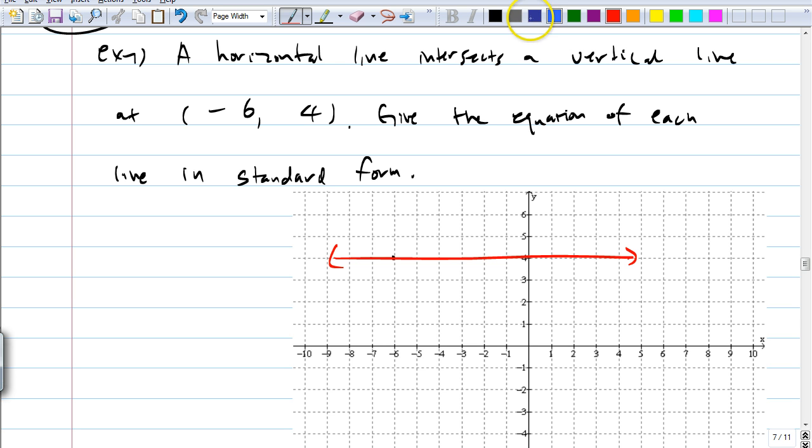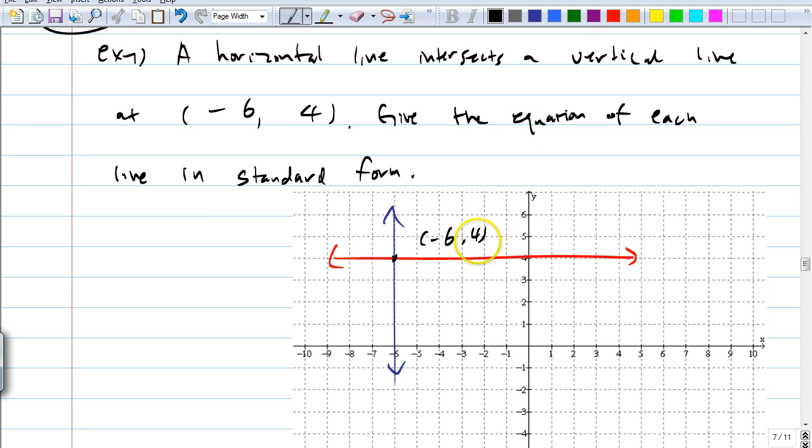What's going to happen with the vertical line then? The vertical line is going to go through here. Yeah, so here's another line. This is what's happening. How many people understood that this was what they're talking about? Okay, if you didn't, do you understand what they're saying? So you got a horizontal line and a vertical line intersecting. Where does it intersect? Yeah, negative 6, 4 right here. That's all they're saying.